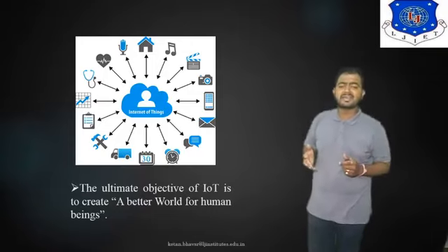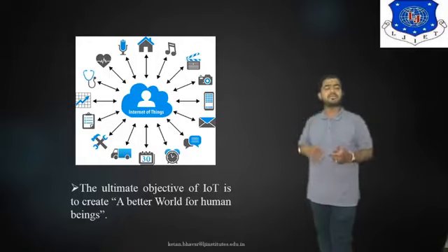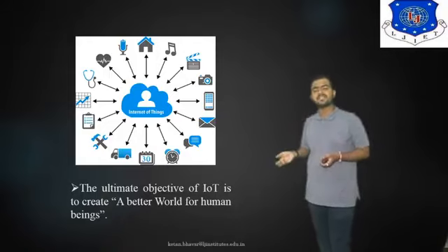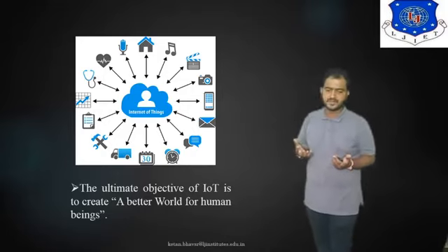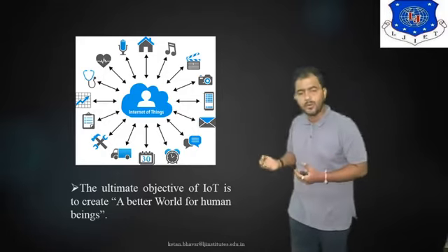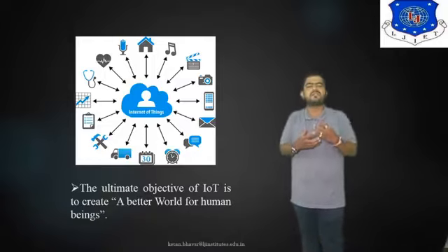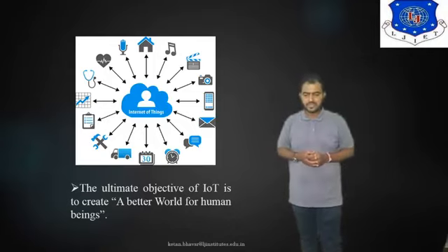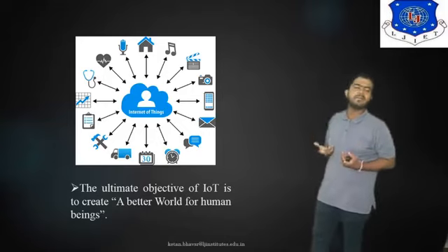Ultimately, the main concept is collecting the data. It can be any type of data. It can be human data, machine data, or home appliance data. The data can be collected using sensors, analyzed using programming concepts, and then stored in the cloud. After that, you can apply a number of features and different types of algorithms for performing a specific task. So the ultimate objective of IoT is to create a better world for human beings.